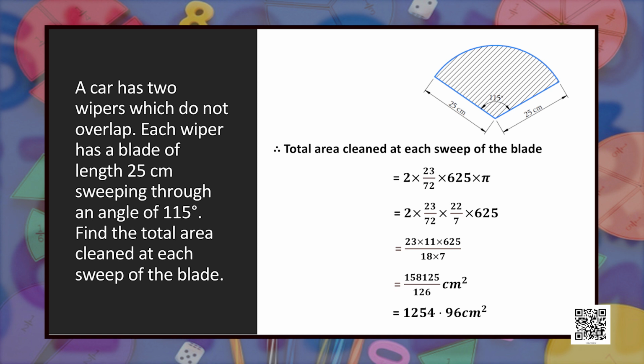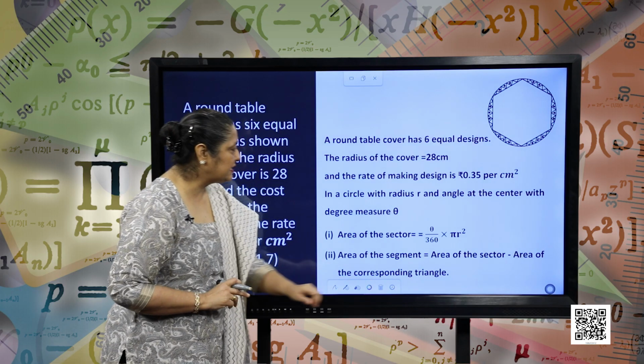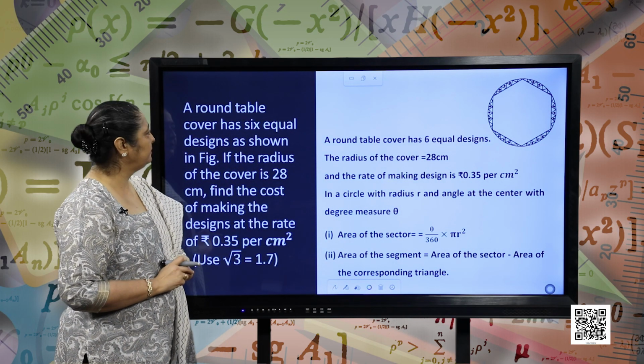Now, let us substitute the value of pi as 22 divided by 7. Calculating it further, what we have is 158,125 divided by 126 centimeters square. Converting it into decimals, we have 1254.96 centimeters square. So, the total area swept by both the blades will be 1254.96 centimeters square. I hope this is clear. Let us move forward to our next question.